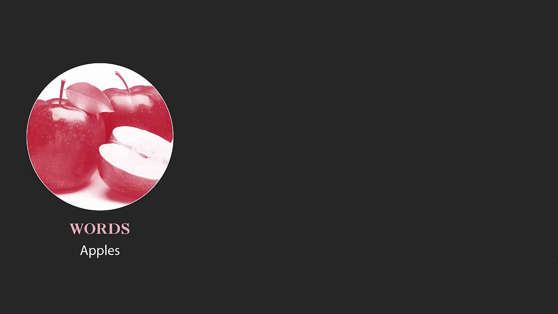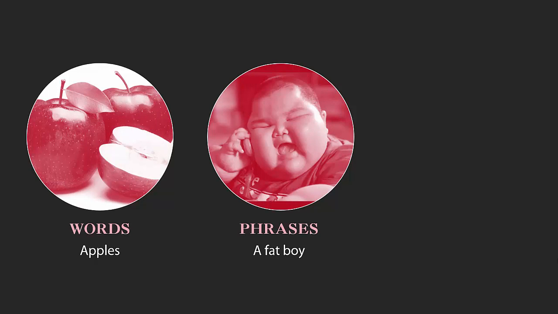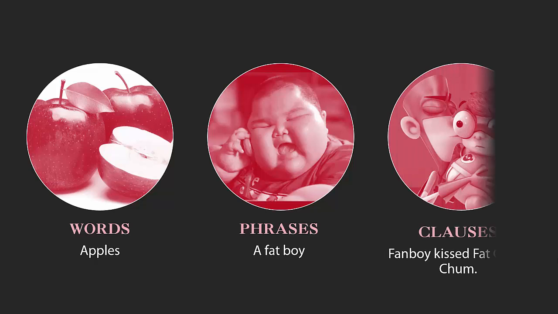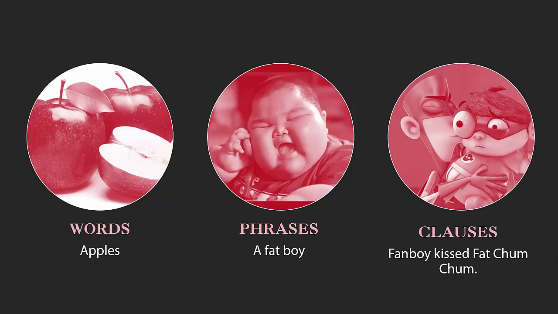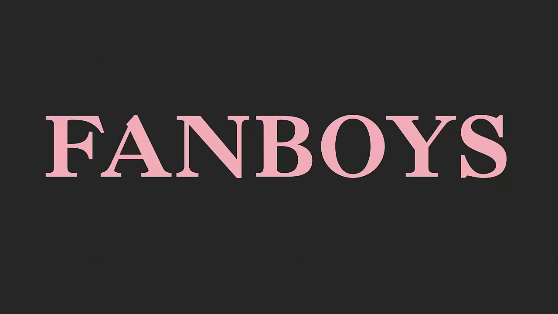Okay, let's take a look. An example of a word is apples. An example of a phrase is fat boy. And a clause is fat boy kiss. Not fat boy, it's called fanboy. Fanboy kiss Fat Chum Chum. As you can see in the picture, that will be a clause. A very tiny, very short sentence.